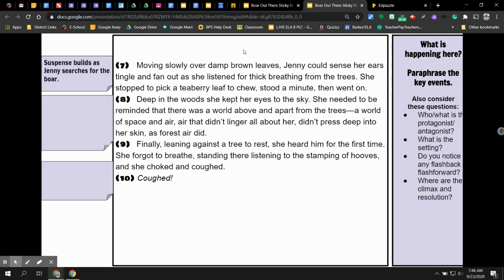So if you put something about how the suspense is building as she's searching for the boar, the rising action, the tension is building, that's great. Jenny's obviously thinking about her surroundings. She's taking everything in. She's noticing the difference between the sky and the forest, right? Her senses are almost heightened right now because she's so intently looking for this boar. It's getting to the point where something's about to happen. She can almost sense it. And then lastly, she hears the boar, but she chokes when she comes too close. She coughs. She gets a little bit stressed. And that's not good because that means the boar is going to hear her. Let's continue.